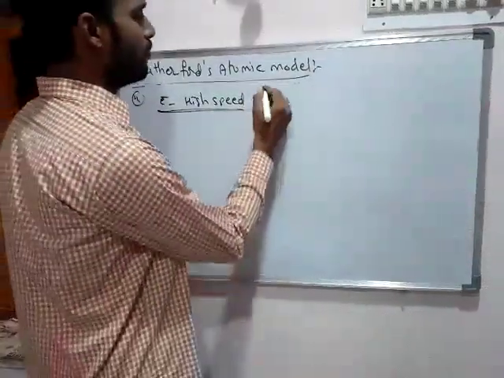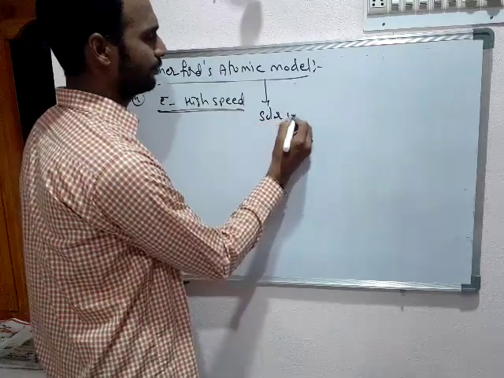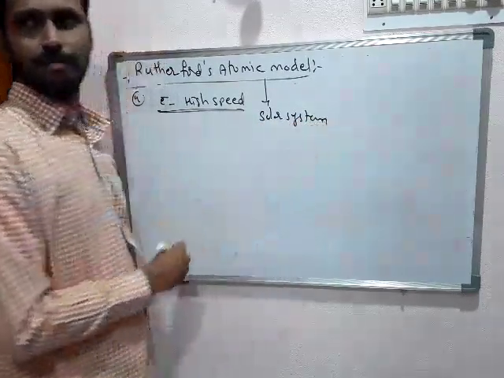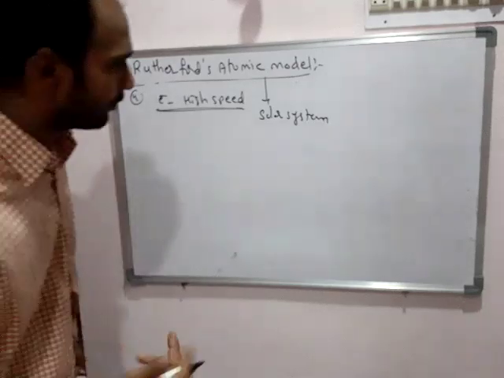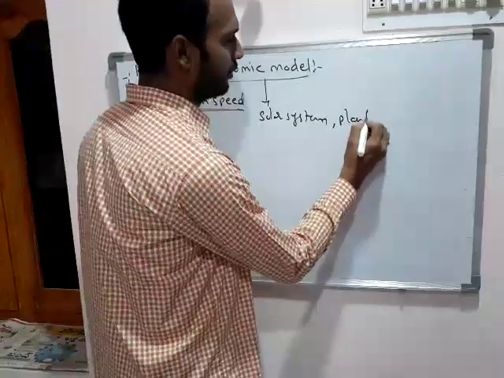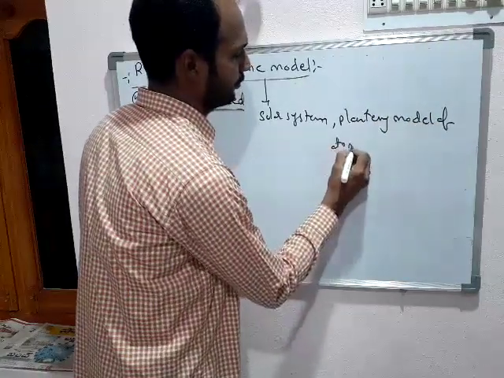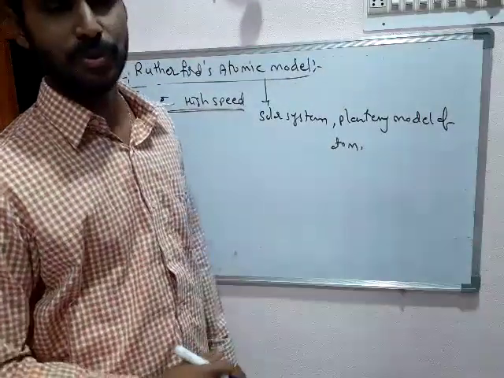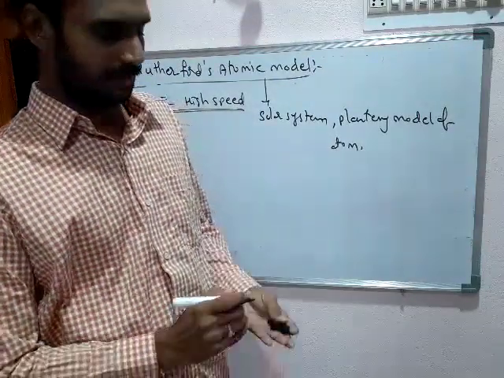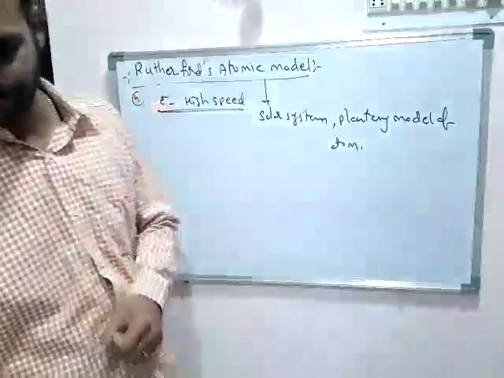This atomic model is compared with the solar system, and it is also called the planetary model of the atom. So these are the main assumptions, the main postulates of Rutherford's atomic theory, which is totally based on his alpha rays scattering experiment.